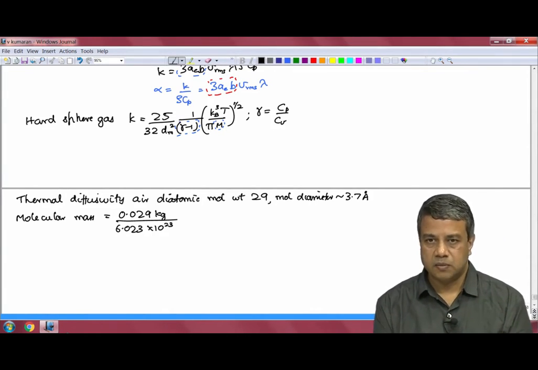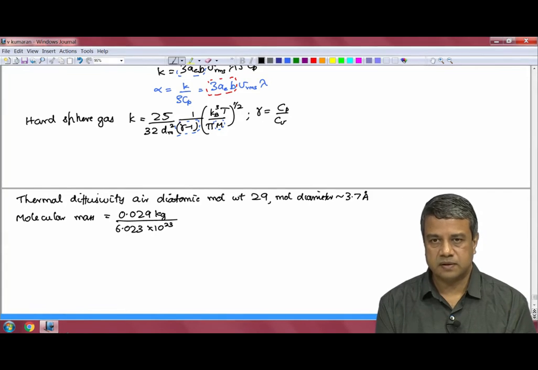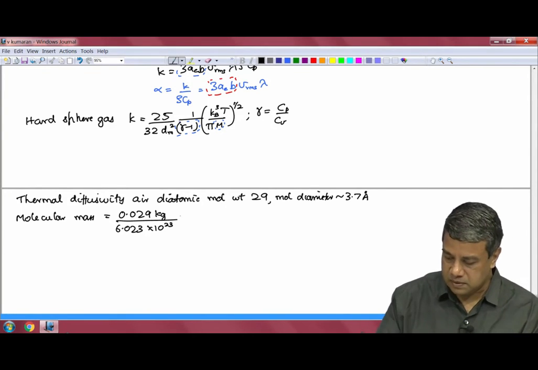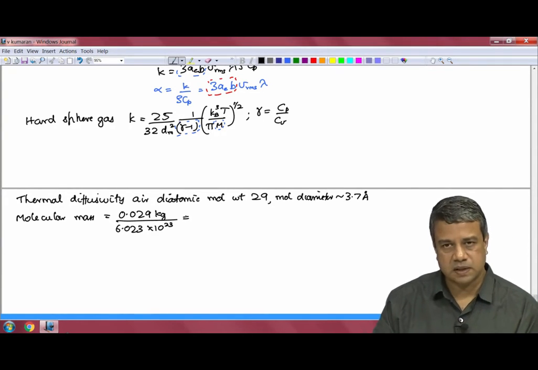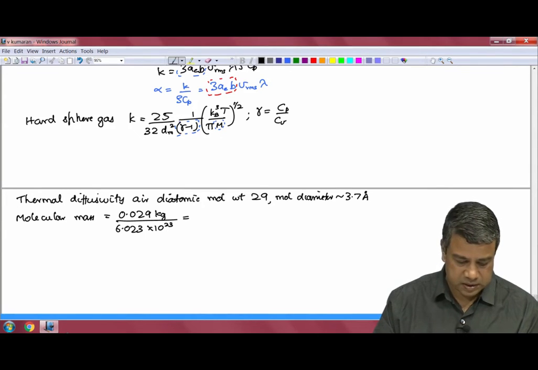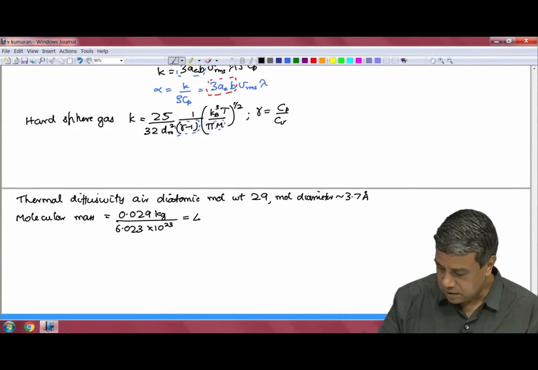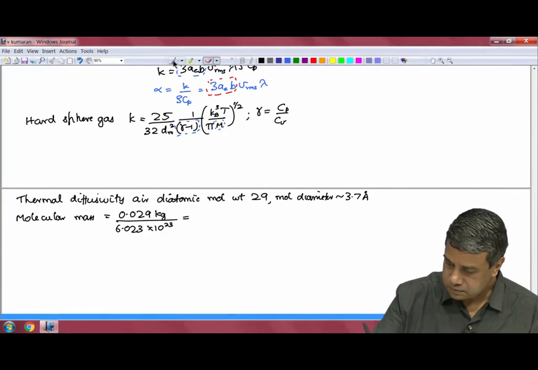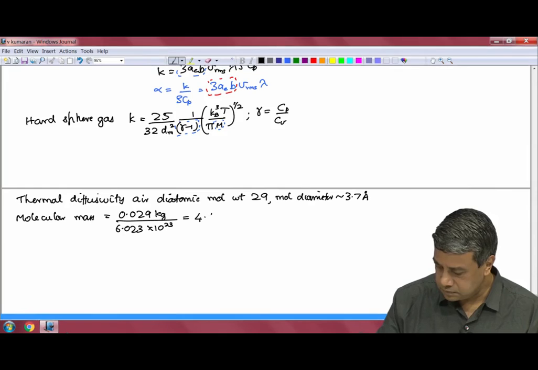Molecular weight in grams, you have to use the Avogadro number for moles. Molecular weight in kilograms, you have to use the Avogadro number for kilomoles. So, in this case, we took the molecular weight in grams, and therefore, the Avogadro number is in moles, and the ratio of these two is 4.82 into 10 power minus 26 kg.